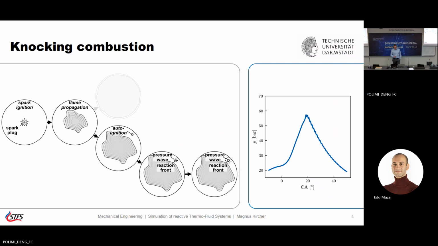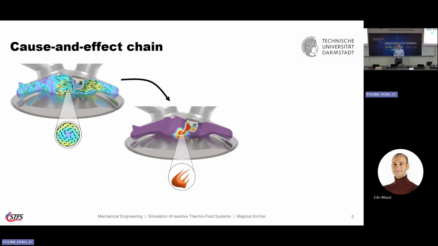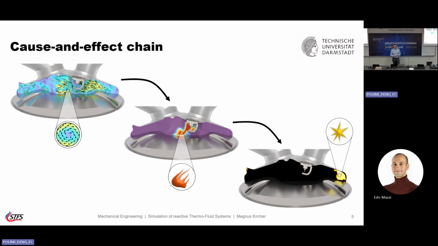Now, what my study is looking at, we are looking at the cause and effect chain. So we investigated how the flow affects the combustion and how the combustion in the end affects the autoignition. So this is the overall topic of this talk.